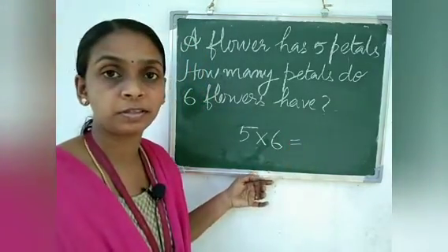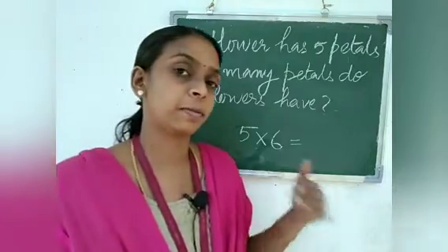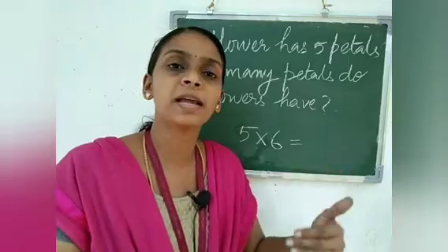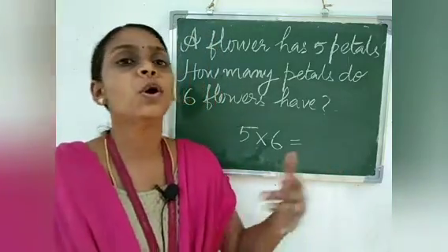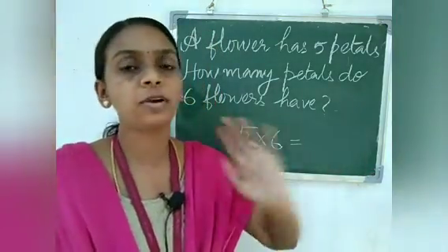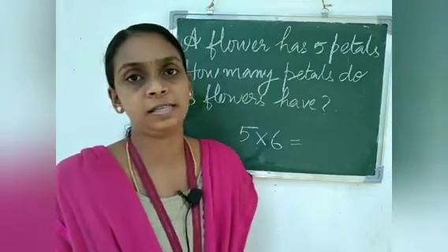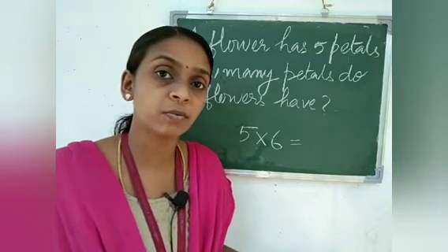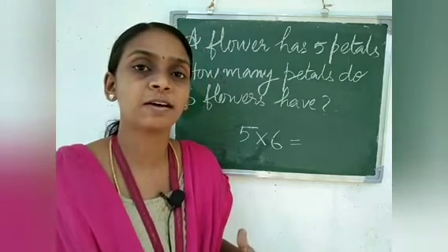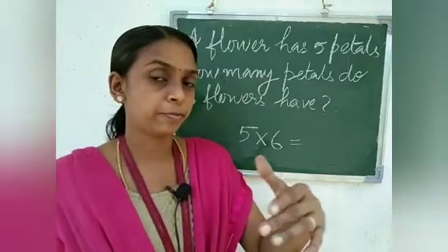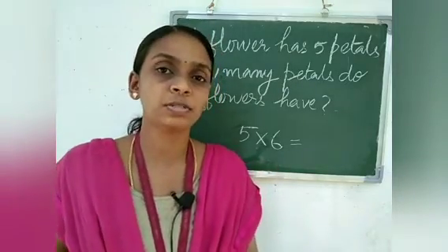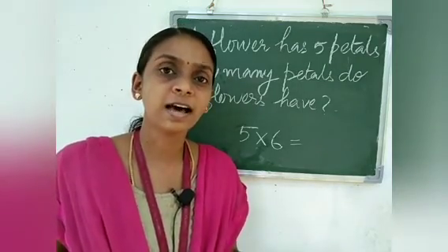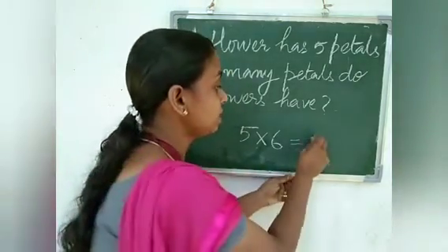5 6s are what? We studied the multiplication tables of 5 and 6. Either you can count the table of 5, or you can count the table of 6. Then you will get the answer. 5 6s are what? Or 6 5s are what? Tell me all of you. The multiplication table of 5 is very easy to say. Then tell me, 5 6s are what? 5 6s are 30. So 30 is the answer.